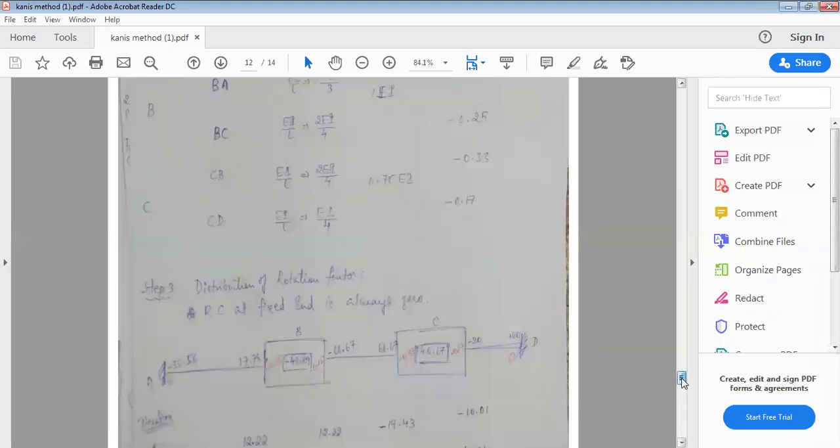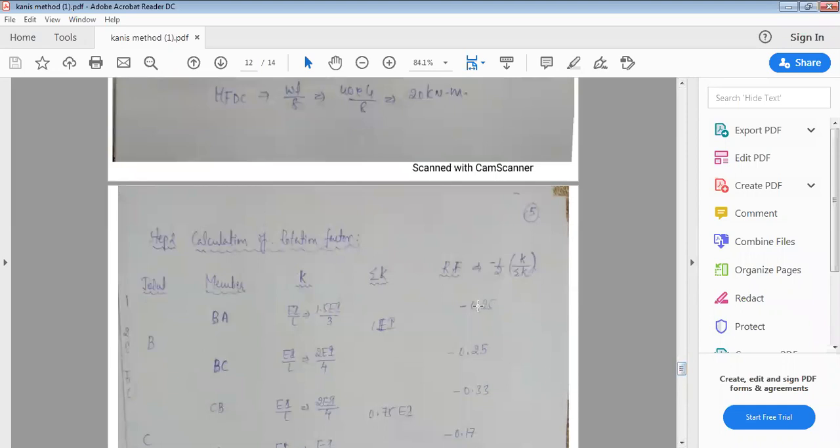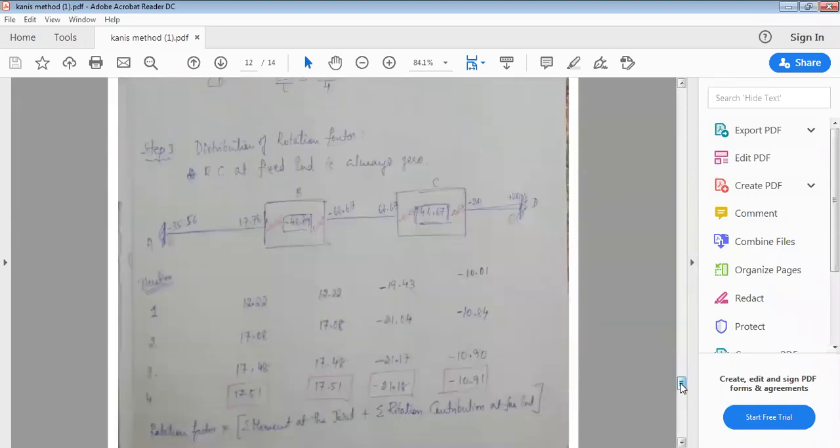Here we are calculating the rotation factors. Okay. In step 3, it is rotation contributions. Based on the distribution of rotation factor, we will get rotation contributions. Okay. So RC stands for rotation contributions. Rotation contribution is fixed and is always 0. So here and here it's 0.